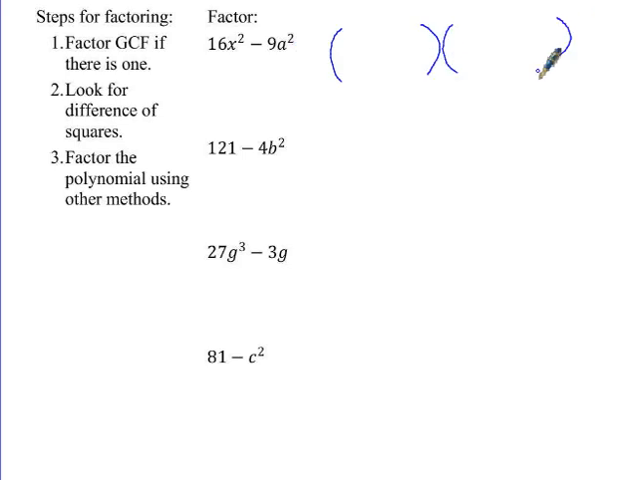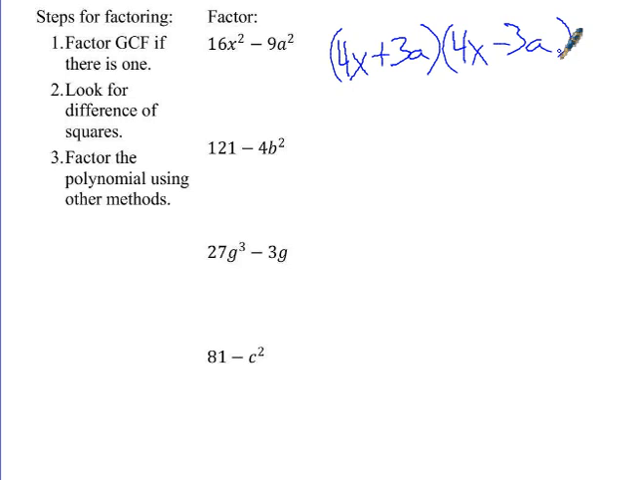I can put a plus sign here and a minus sign here. And then all I have to do is figure out what the square root of 16x squared is. What is the square root of 16x squared? 4x. So 4x goes here, and 4x also goes here. And then what's the square root of 9a squared? 3a. So that means 3a goes here, and 3a goes here. And you're done. So this pattern is extremely powerful because you can make this factoring happen very, very quickly. If you don't remember the pattern, you're in a lot of trouble on this one.